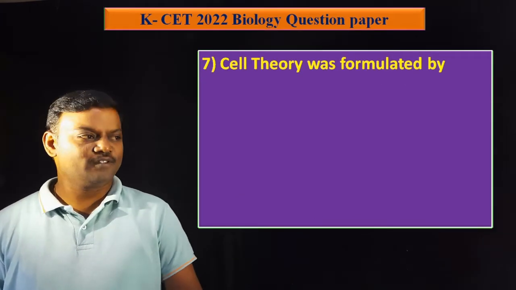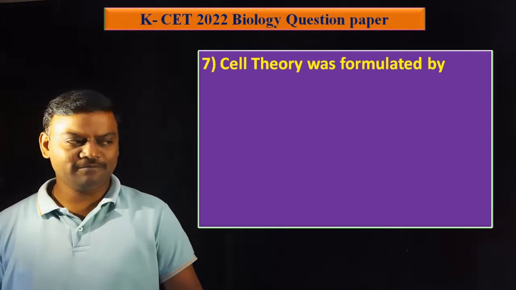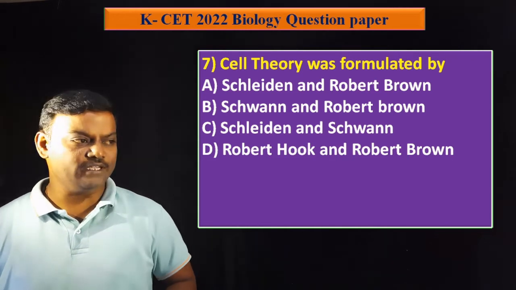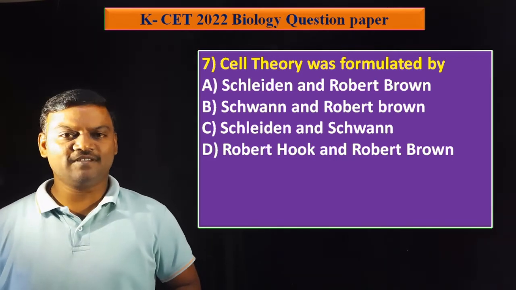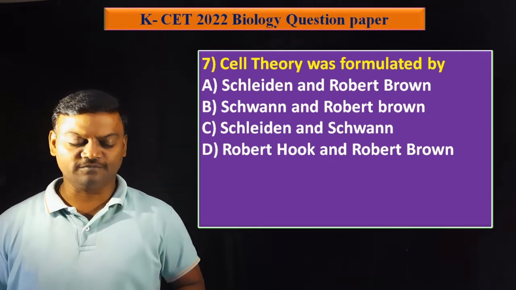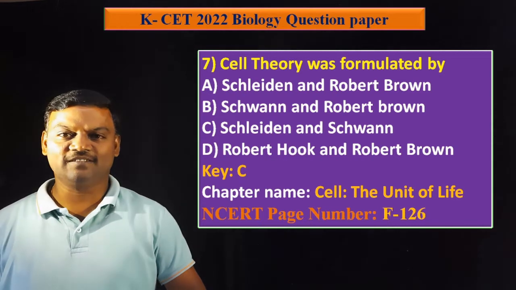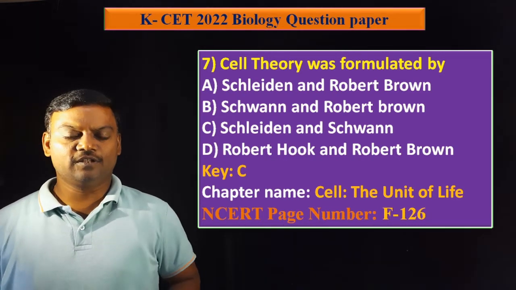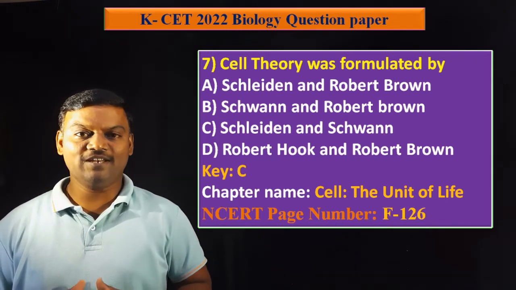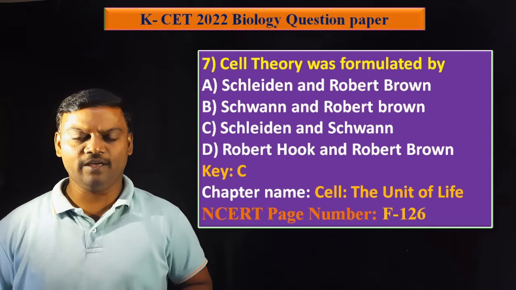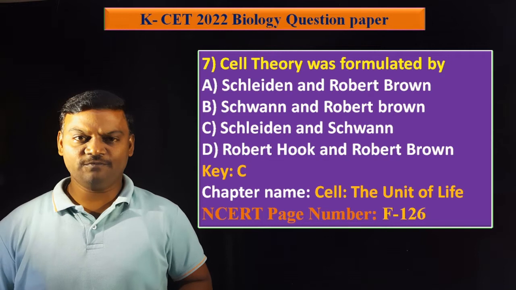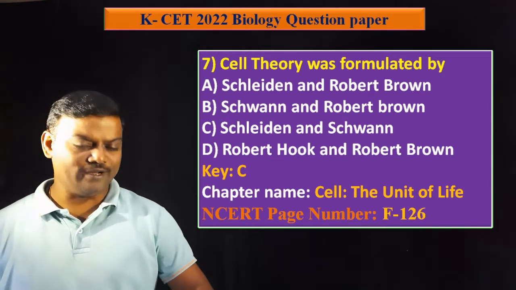Question number 7. Cell theory was formulated by option A, Schleiden and Robert Brown; option B, Schwann and Robert Brown; option C, Schleiden and Schwann; option D, Robert Hooke and Robert Brown. The correct answer is option C. The cell theory was formulated by Schleiden and Schwann, but the final shape to the cell theory was given by Rudolf Virchow. It is a question from Cell, the Unit of Life, NCERT page number 126.